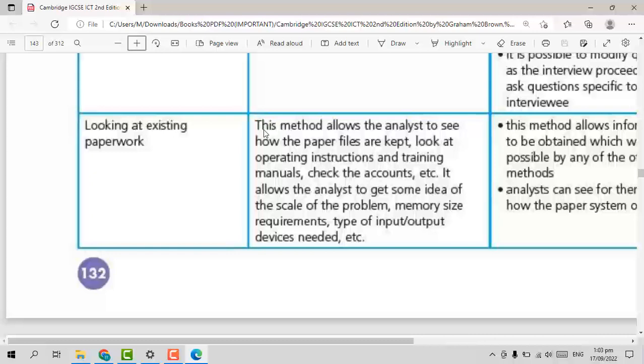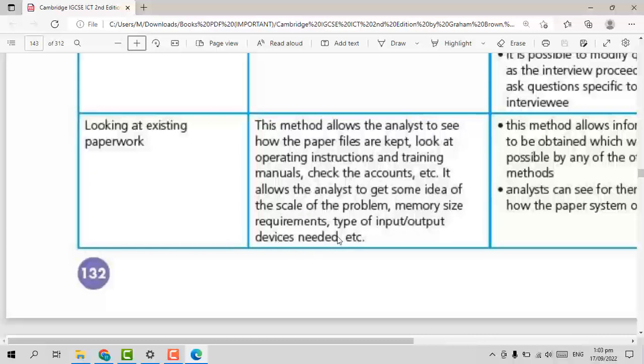Yes, this method allows the analyst to see how the paper files are kept. That is called file storage in computers, right? Look at the operating instructions and training manuals, check the accounts, and so on. It allows the analyst to get some ideas of the scale of the problem, memory size requirements, type of input and output devices needed. Yeah?